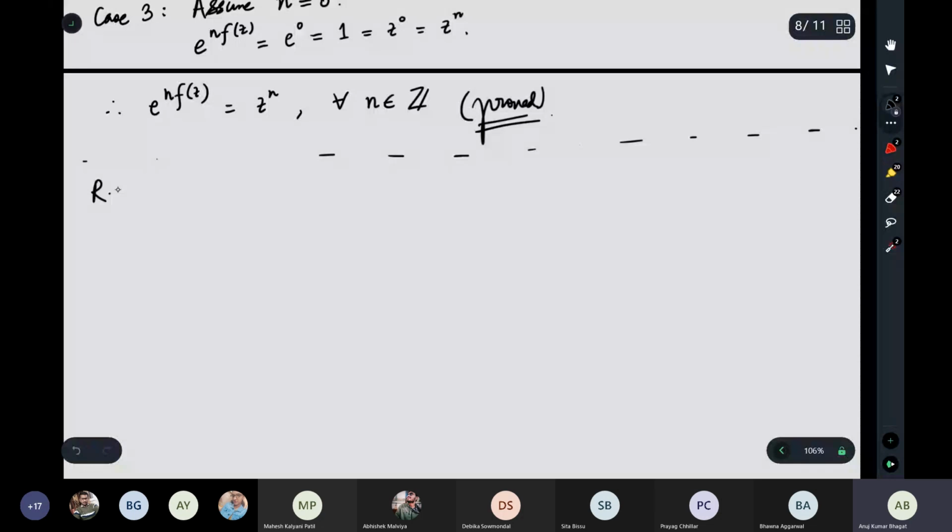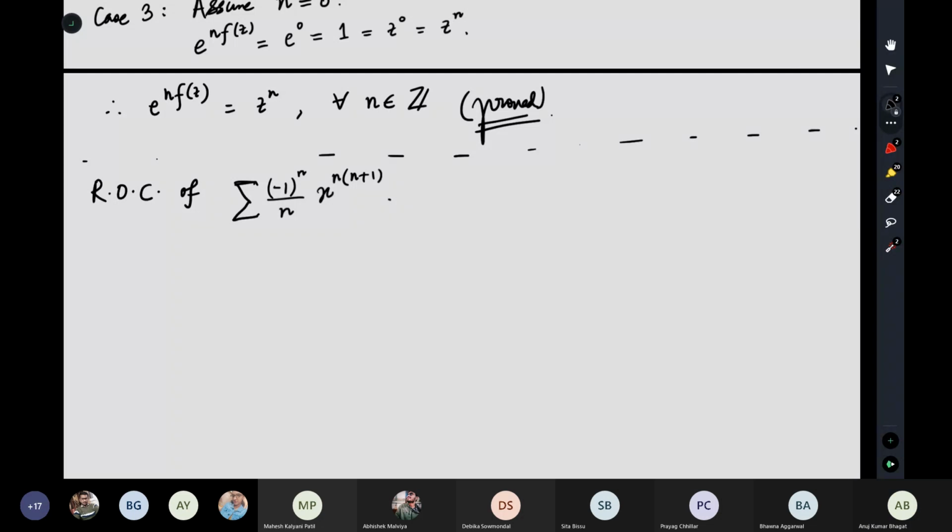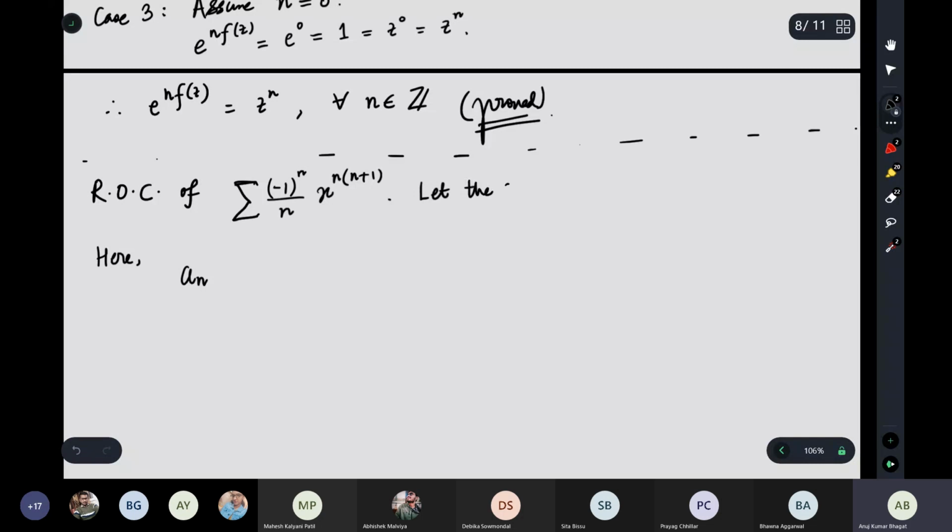Find the radius of convergence of the summation, this is again from the Conway book, I guess, n x to the power n plus 1. You have to find the radius of convergence of this power series. Okay, so this I have previously done. One thing to note here: what is a_n? Let the power series be summation a_n x to the power n.